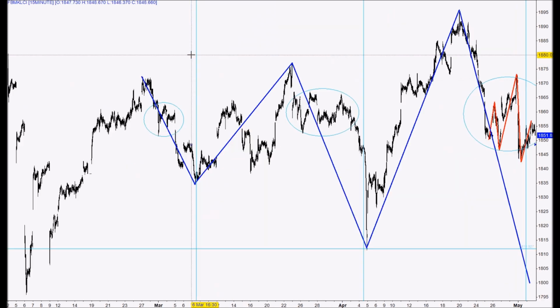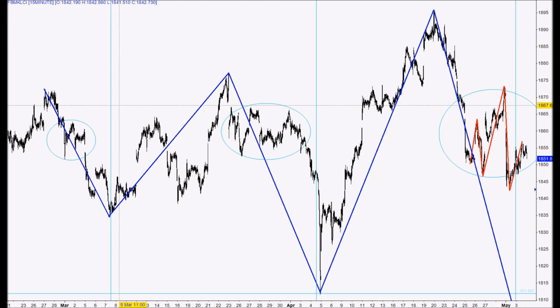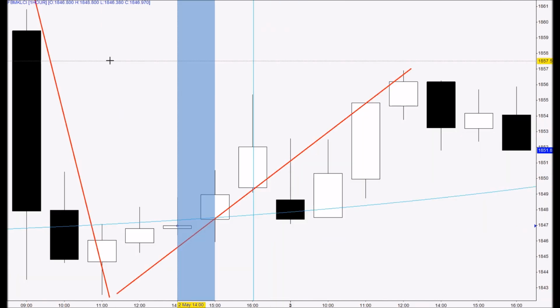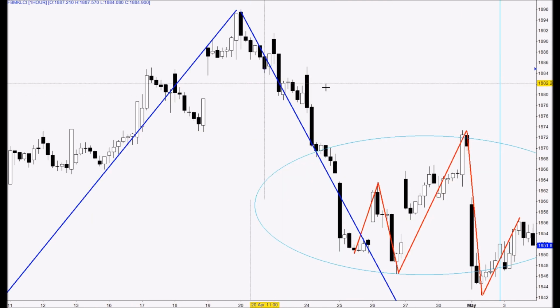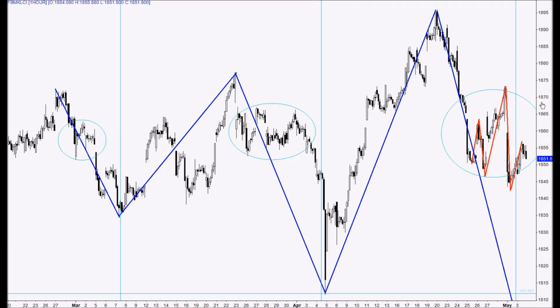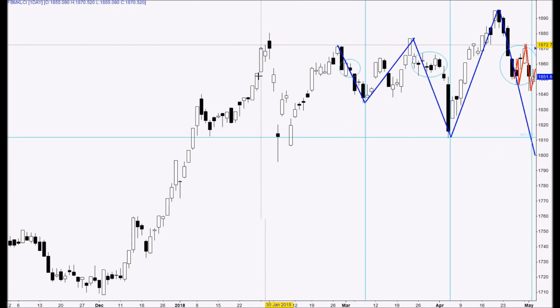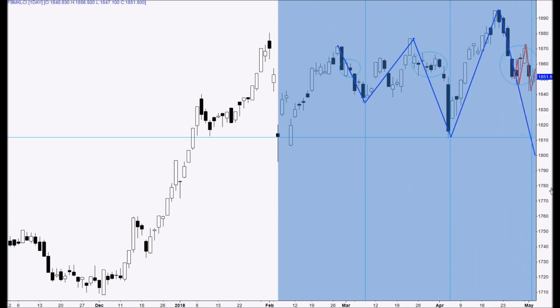Okay, let me show you something. 15 minutes, not so clear. We go to 1 hour. 1 hour may be better. Price is quite clear. But if we go to the chart, the chart may be better.